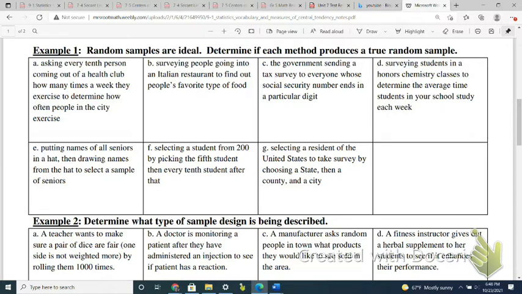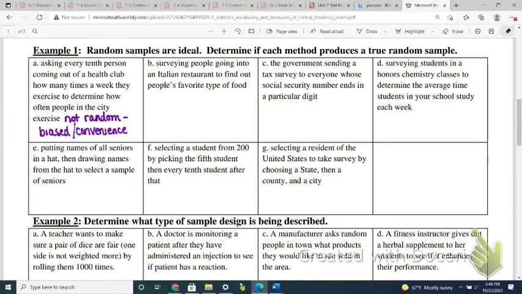So this is not random. That is because if you are coming out of a gym, you are probably doing it because you were in there exercising. So this would be either biased or convenience. If you want to know how many people in the city exercise, you can't stand outside of a gym and ask them. You have to find somewhere else to go.